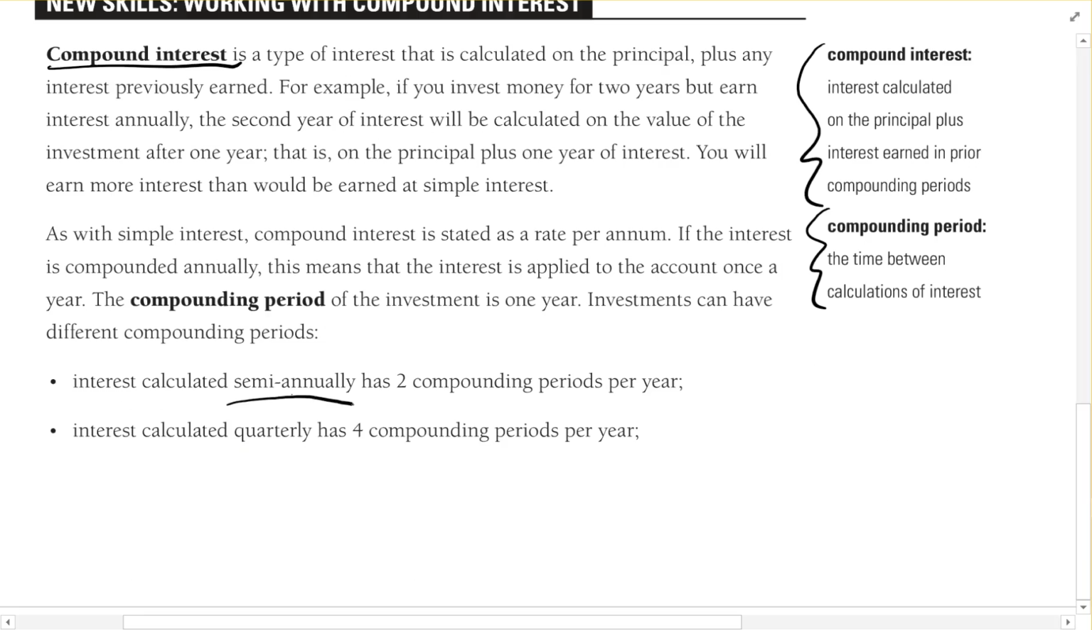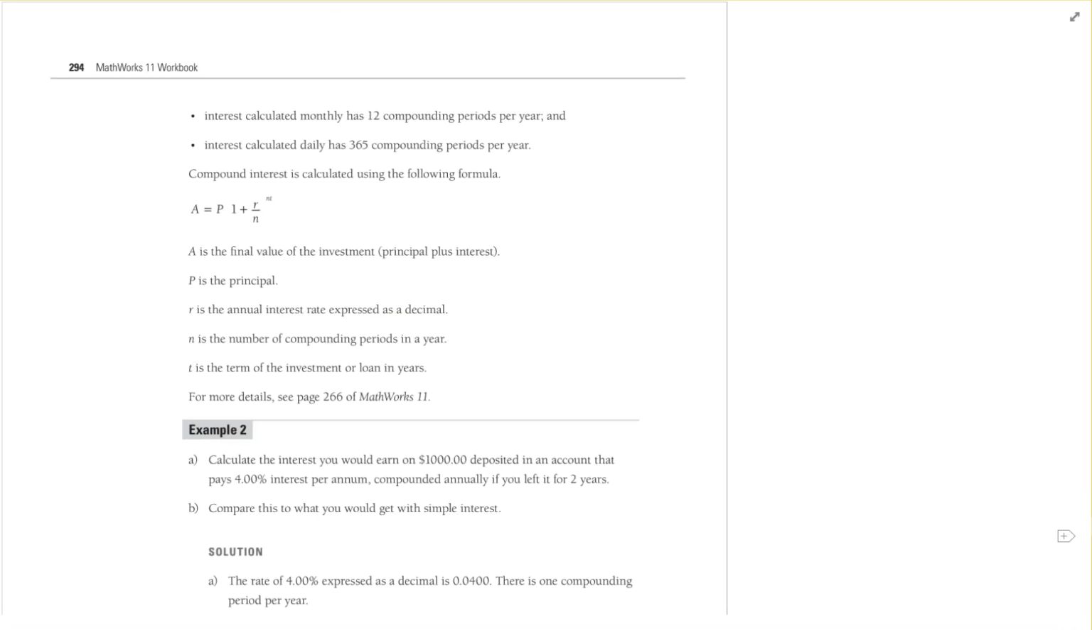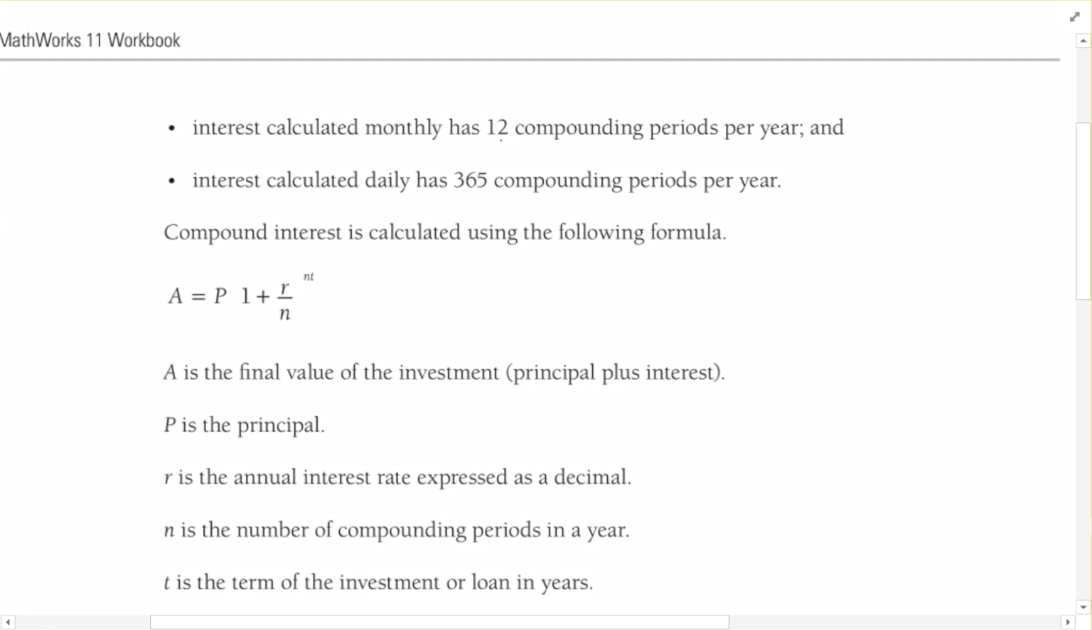Interest calculated semi-annually, so semi means more than one annually, has 2 compounding periods per year. Interest calculated quarterly has 4 compounding periods per year. Okay, and then interest calculated monthly, since there's 12 months in the year, there's going to be 12 compounding periods per year. And then interest calculated daily has 365 compounding periods per year.